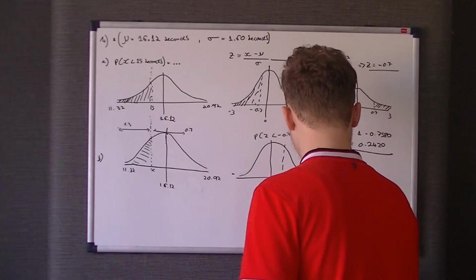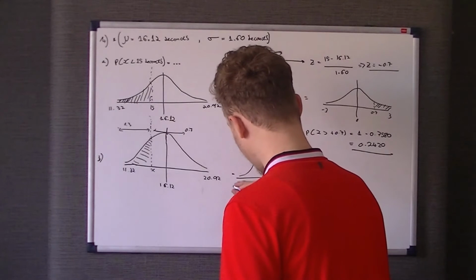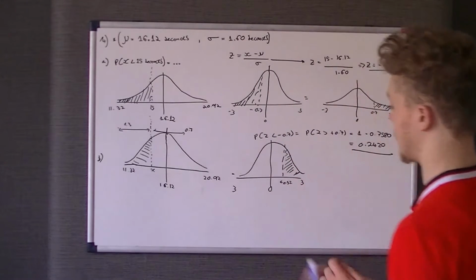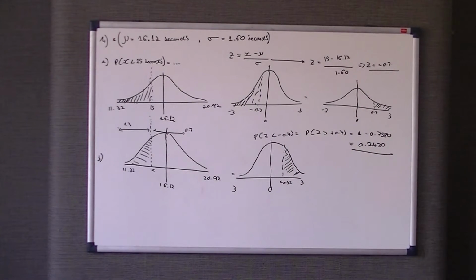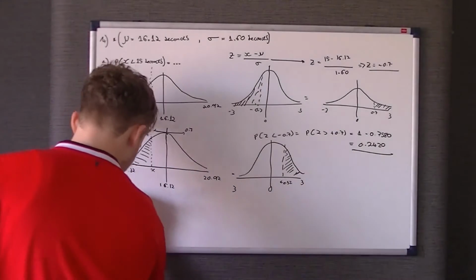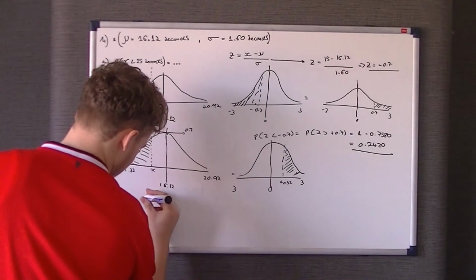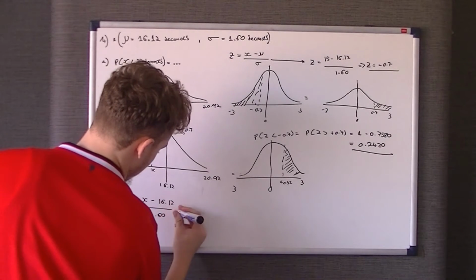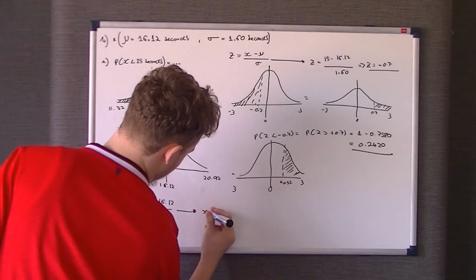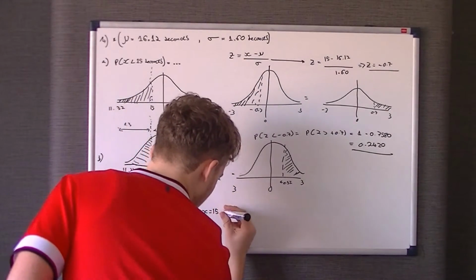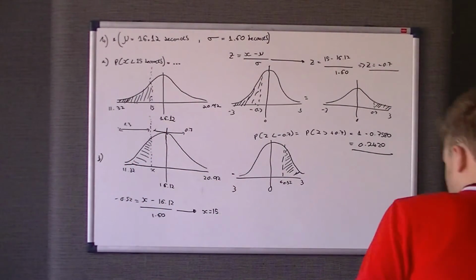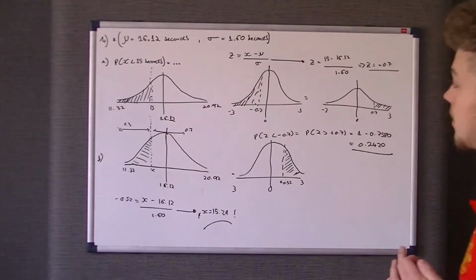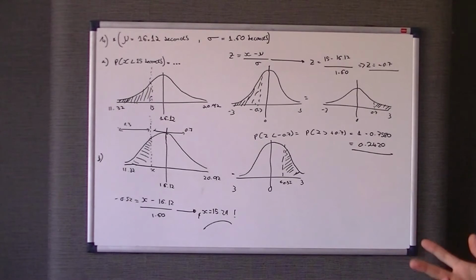As I said, I'll just draw it on, going on the right hand side of 0.52, same as the left hand side of this x. So what we do is put it into the formula now. We now have the value for z, 0.52, and that's equal to x, we don't know x, take the mean of 16.12, over 1.6. Times both sides by 1.6, and then add 16.12 to get 15.29 seconds to 2 decimal places. So that is your answer for question 4.